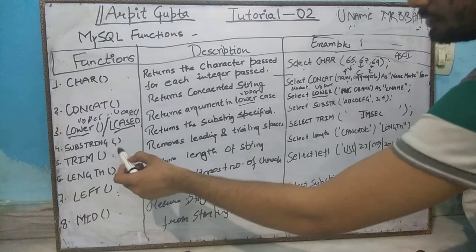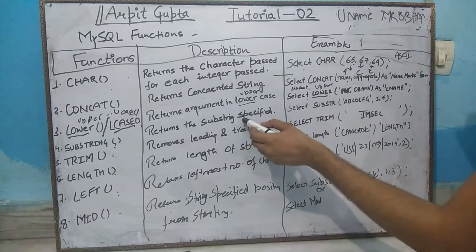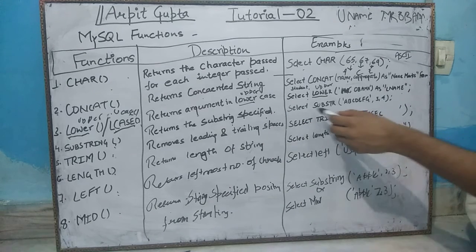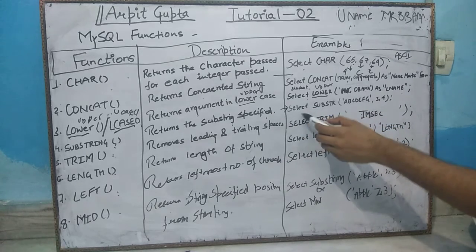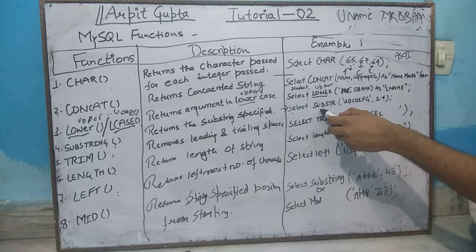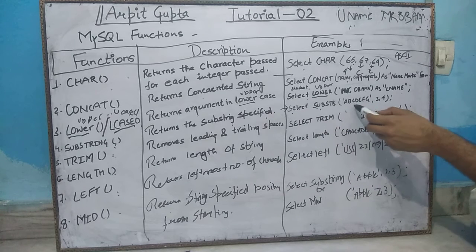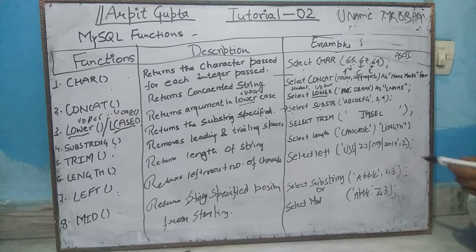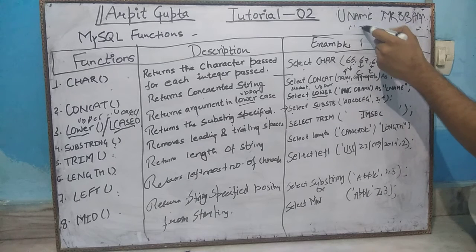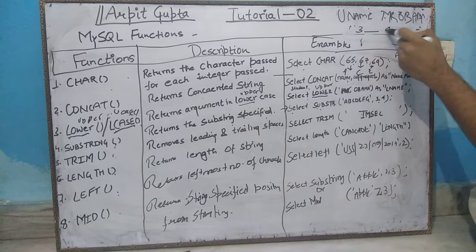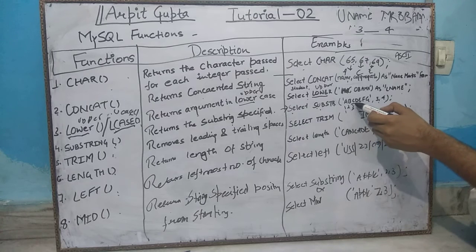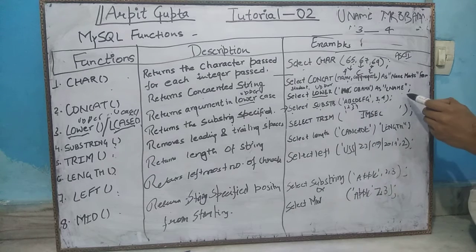Now the fifth one is substring. It returns the substring specified. For example, there is a query select substr from ABCDEFIJ, third, fourth. It returns the string starting from the third position to the fourth position, which is 1, 2, 3, 3 to 4, that is C, D.